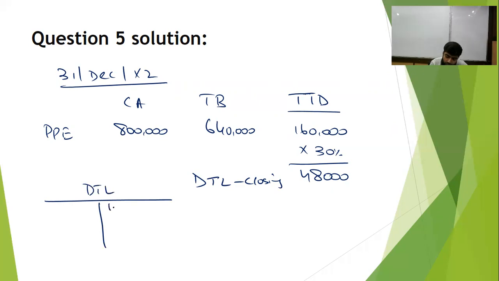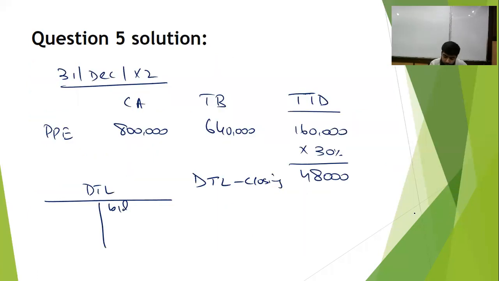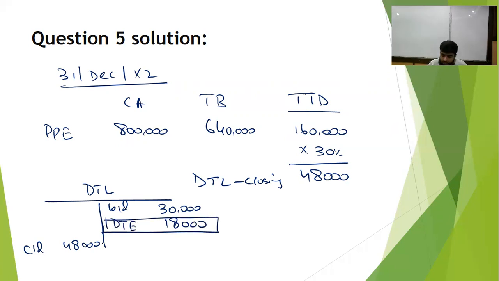We'll make a ledger, and definitely now we have an opening balance of deferred tax liability. It means the closing balance of year one will be the opening balance of year two. 30,000 is the deferred tax liability opening balance, and now we have calculated the deferred tax liability closing balance, that is 48,000. It means the deferred tax for the year will be 18,000. That is deferred tax expense debit and deferred tax liability credit. I hope it's clear to you.